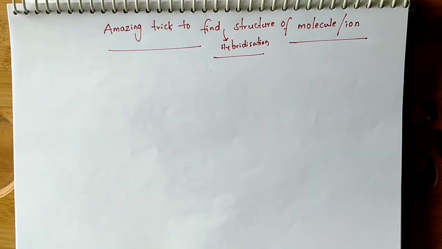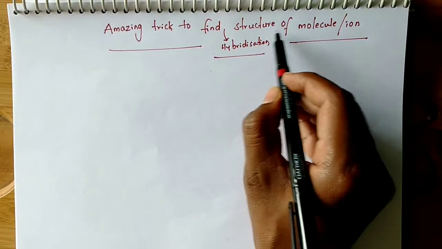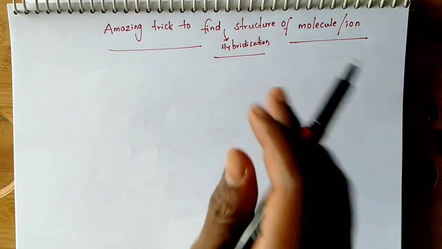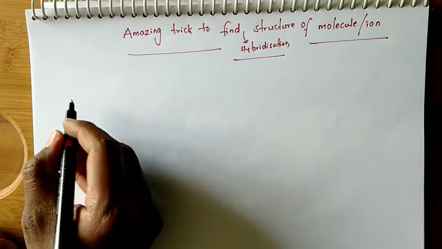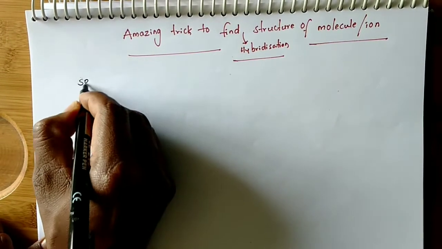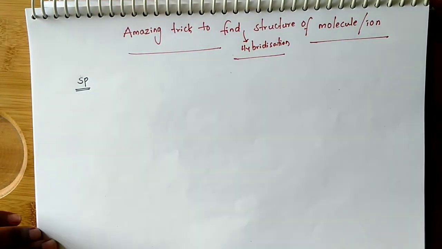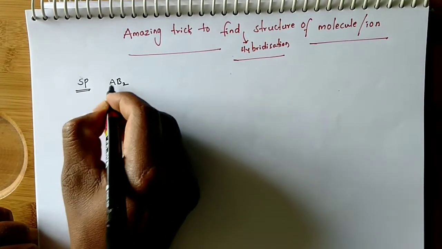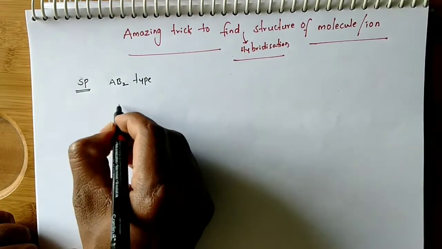Hello everyone. In this video, let us learn an amazing trick to find the structure of a molecule or ion. So in this, we can easily find the structure of the molecule or ion. See here, for example, I am taking sp hybridization. For sp hybridization, the molecules are of AB2 type. A is the central atom and B is the surrounding atoms.